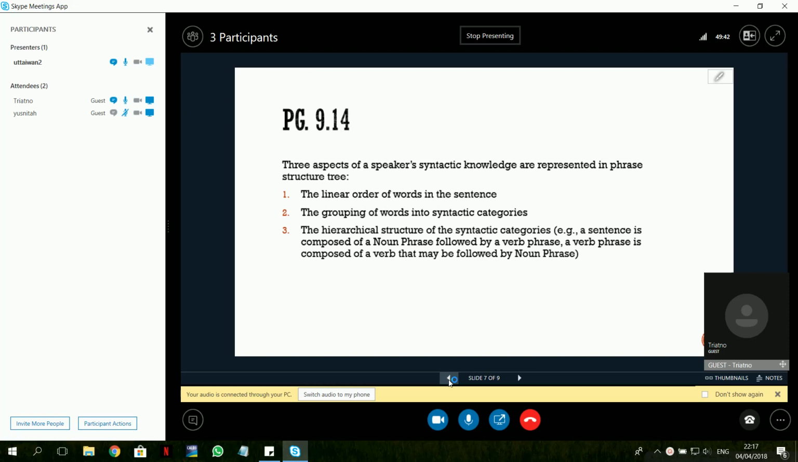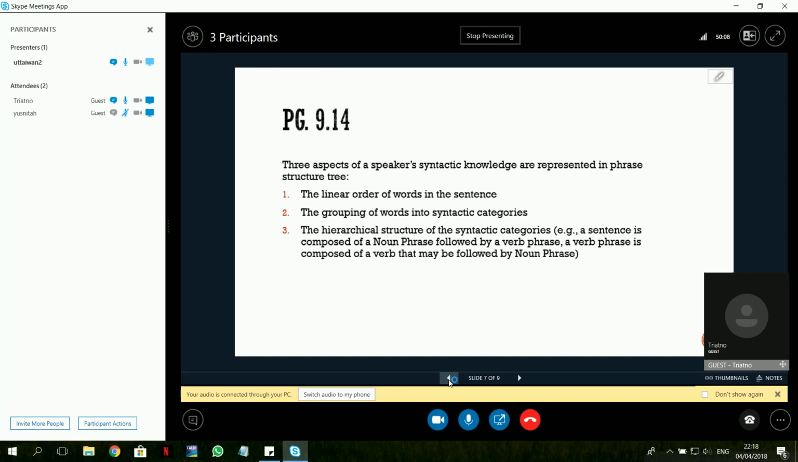The child put the puppy in the garden. These labels show that the entire sentence belongs to the syntactic category of a sentence, that the child and the puppy are noun phrases, that put the puppy is a verb phrase, that in the garden is a prepositional phrase, and so on.